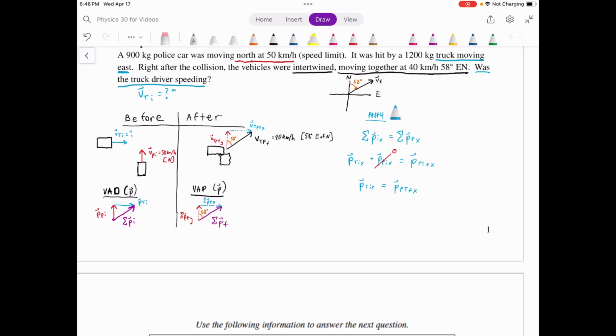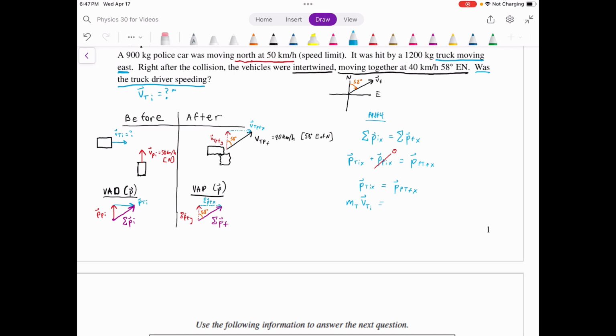Now, what's the momentum of the truck initially in the x-axis? Well, it's the mass of the truck times its initial velocity's x component. Now for the truck, it's all x, no y. So we could call it v truck initial x, but really that's just v truck initial because it's all in the x-axis, right? It's not like it has an x component and a y component. It's all x component, no y component, okay?